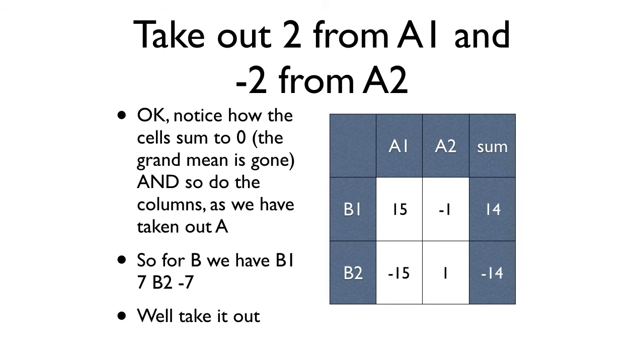So, in this case, we had 7 and minus 7. We're just going to take the 7 and the minus 7 out and see what's left. Sum of squares for B, out of curiosity. Let me just calculate. 7 squared plus minus 7 squared, which is 98.